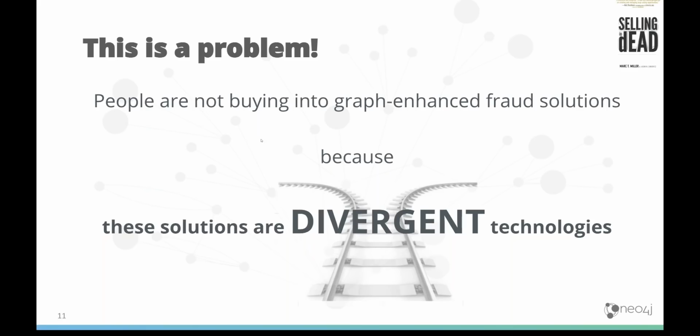I relate this back to a wonderful book that I would recommend to anyone. It's on the top right corner of this slide, by Mark T. Miller, called Selling is Dead. You might think that this is a sales book, but it really isn't. It's basically an explanation of how technologists adopt new, disruptive, divergent technologies. And graph-based fraud solutions, guess what? They are divergent solutions. Now, what is a divergent solution?